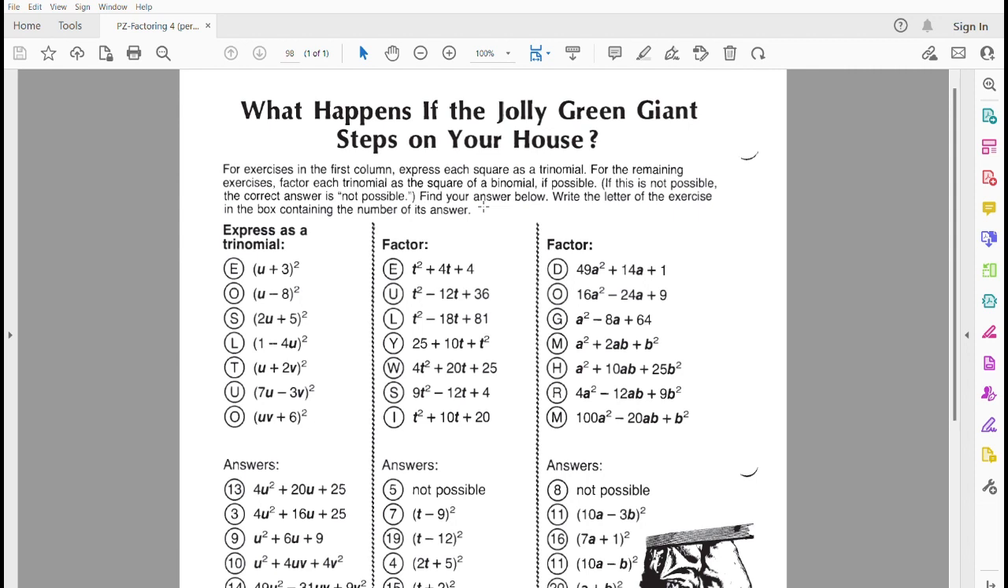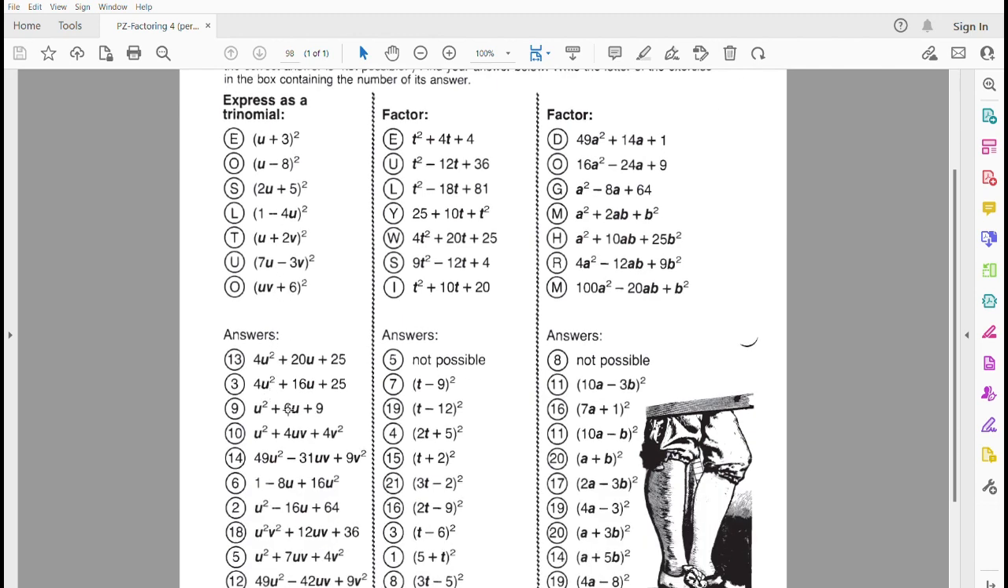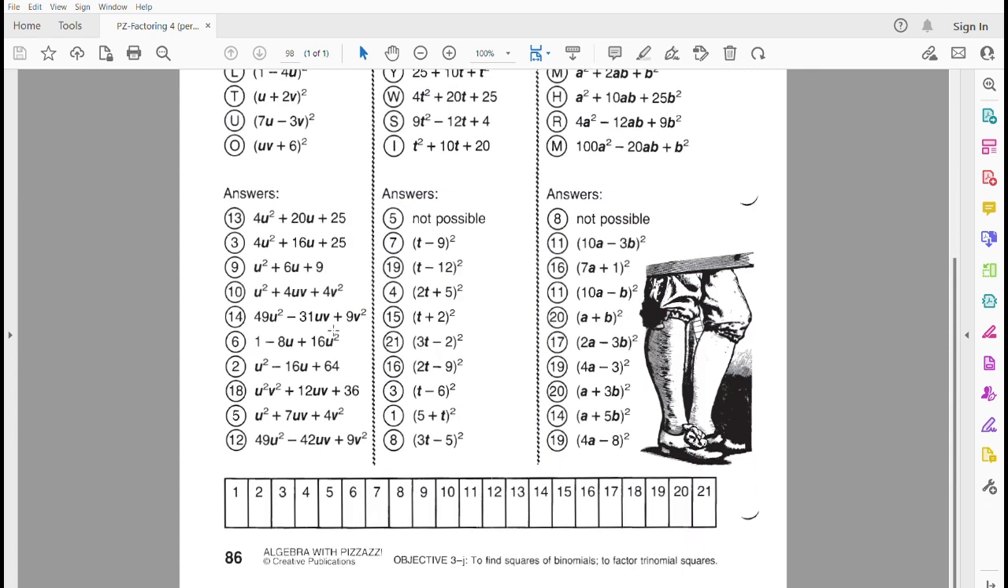We're trying to solve the riddle, what happens if the Jolly Green Giant steps on your house? That sounds pretty awful. So the idea here is we've got a couple sets of things. This first column, we have to express it as a trinomial, and the possibilities are down here below. For the next two columns, we just have to factor it into one of these squared binomials. So we're doing frontwards and backwards, basically both directions, with this squared binomial shortcut. And now, whatever we get, we have to match it up down here.